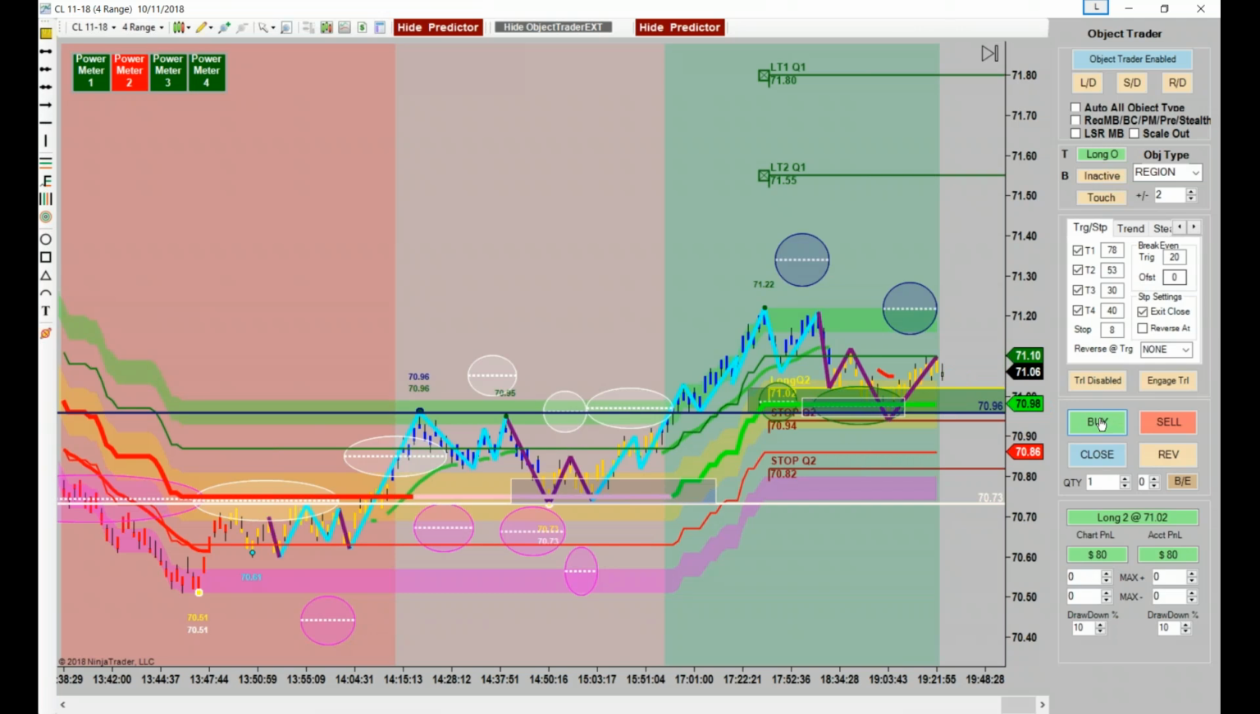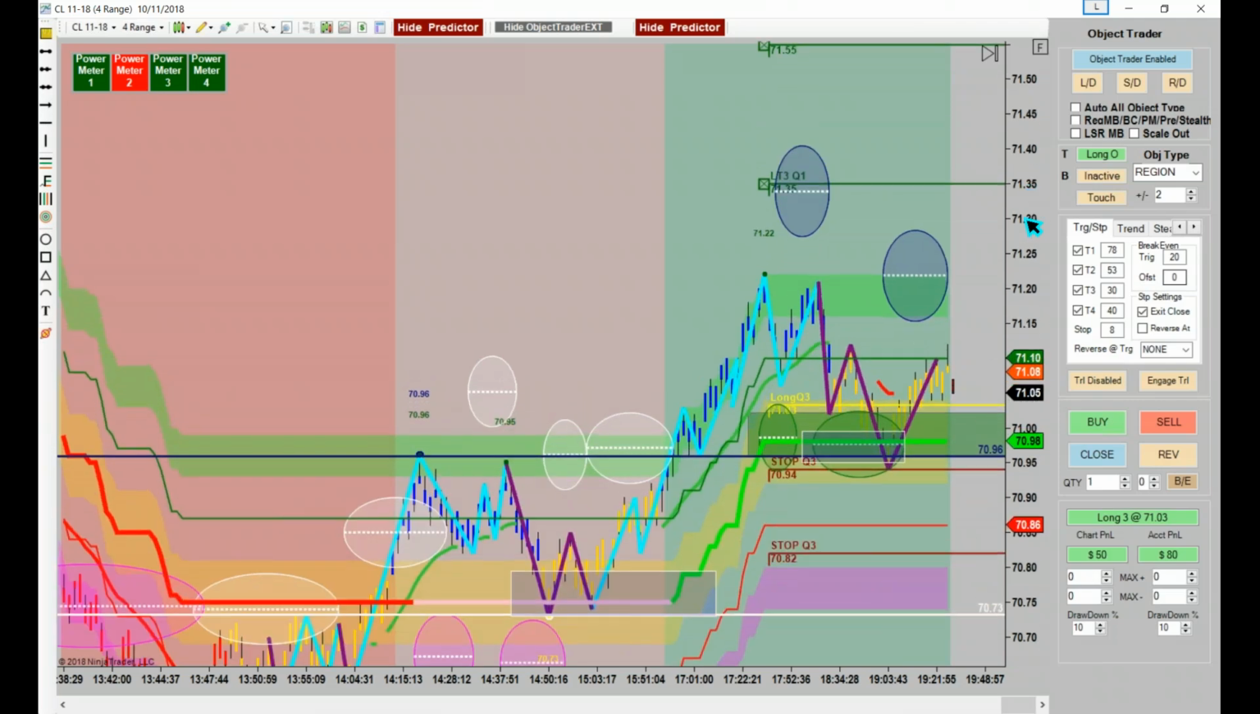See if it does. Yeah, I'm going to take it anyway. All right, see how it's just trying to check my little support level right here? It's starting to head up, so it should technically do a little thrust, retrace, thrust.